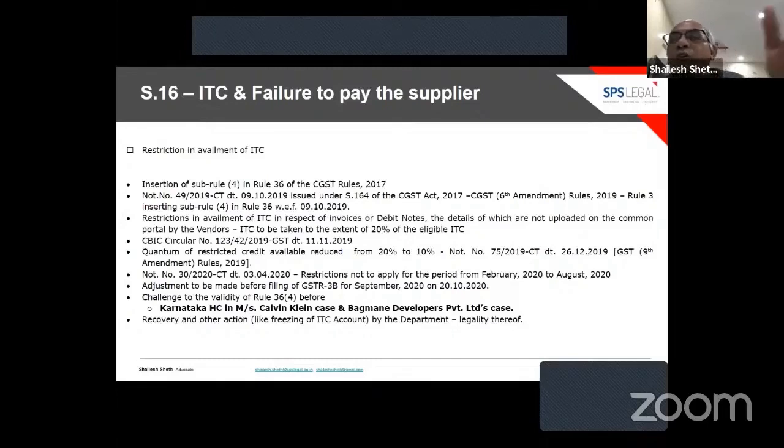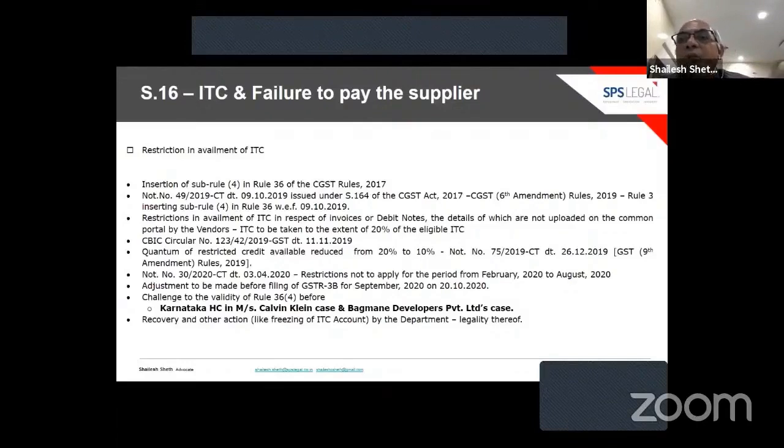Similarly, those of my vendors who are filing quarterly returns, because they are small vendors, till the quarter has ended, their invoices will not reflect under 2A. Based on that, can I be disallowed the credit as a buyer? From that perspective also, the validity of this rule can be seriously challenged.